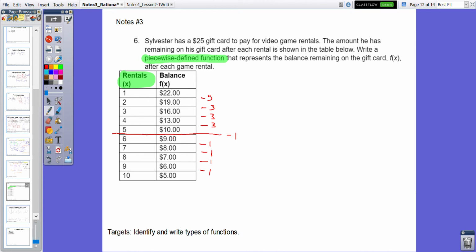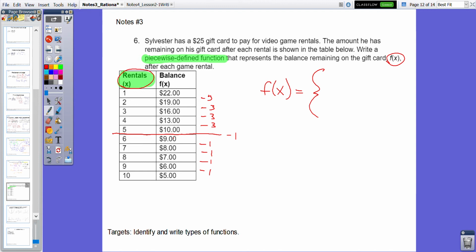Well, we want to start with our basic notation, f of x. It's a function in terms of this x value, this rental value, the number of rentals he has. So when we write it, we're going to have f of x equals, and then we're going to use these curly brackets to define that we've got more than one function that defines this. And here's what you want to do.